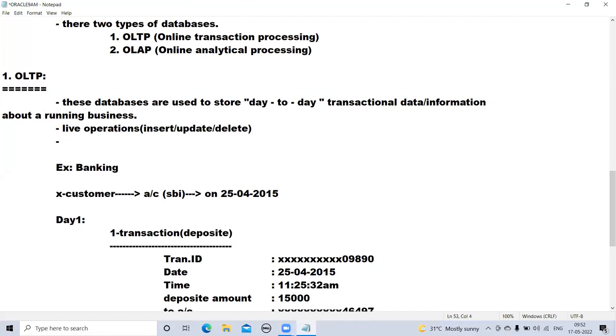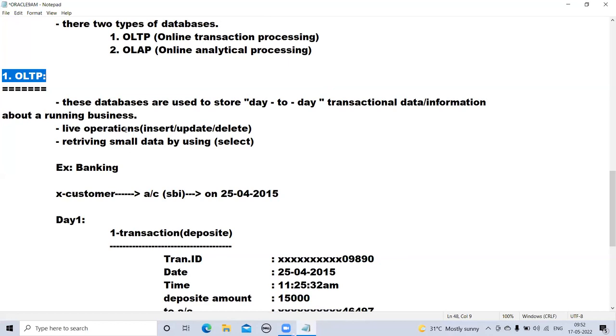Whenever you want to retrieve, retrieval is also possible. But retrieving data means not big data; we can retrieve small data. Another command is also supported here, select. So my live operations are insert, update, and delete, and the retrieving operation is called select. These kinds of operations I can perform on my OLTP databases here.